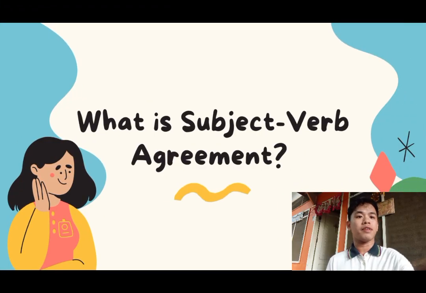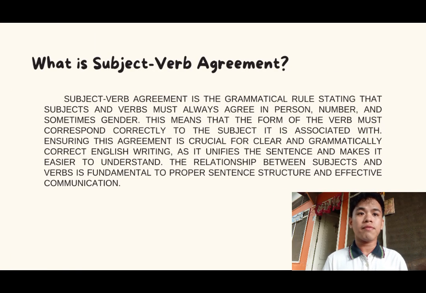So what is subject-verb agreement? Well, subject-verb agreement is the grammatical rule stating that subjects and verbs must always agree in person, number, and sometimes gender. So this means that the form of the verb must correspond correctly to the subject it is associated with. Ensuring this agreement is crucial for clear and grammatically correct English writing, as it unifies the sentence and makes it easier to understand. So the relationship between subjects and verbs is fundamental to proper sentence structure and effective communication.